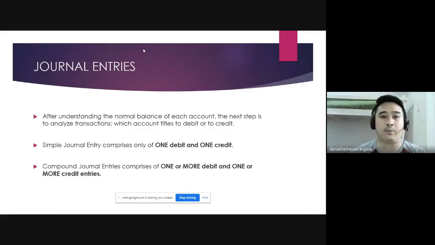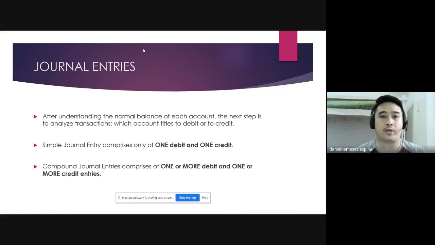So meaning every time there's an increase in the asset, for example, cash, we debit it. Okay? If there's also an increase in the liability, let's say accounts payable, we credit it. Okay? Same with capital, we credit the capital account if there's an increase. Okay?